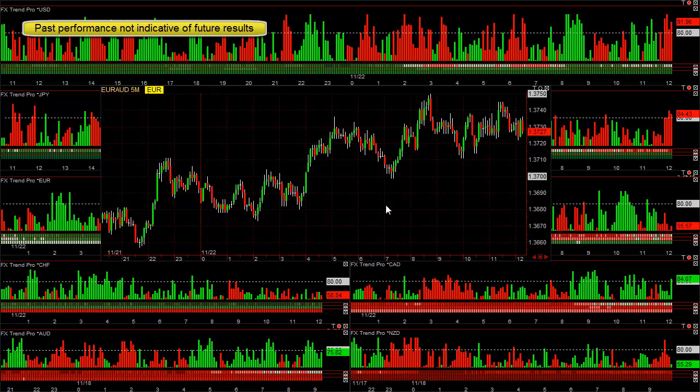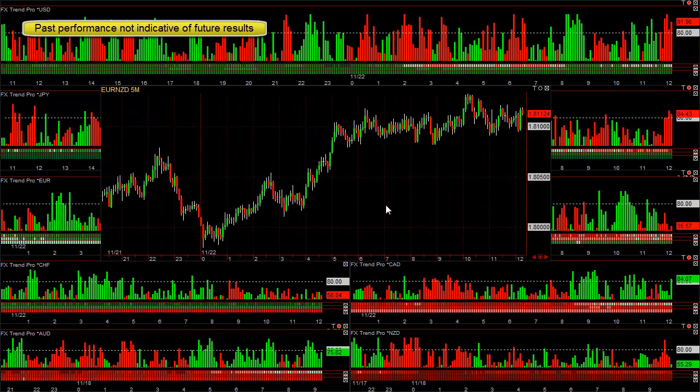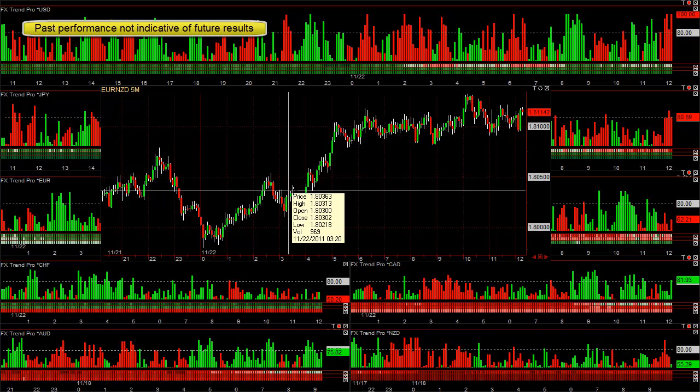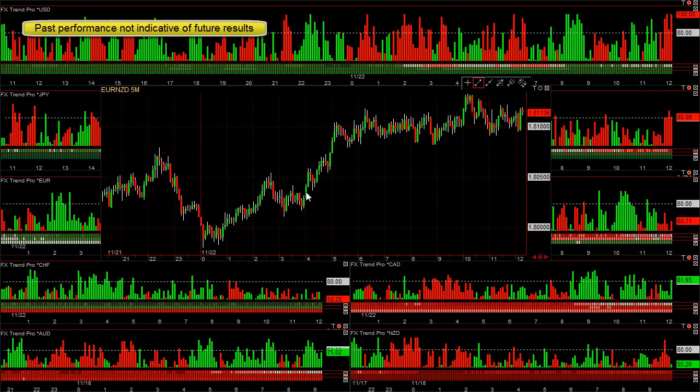Let's look at the Euro New Zealand. Also a very strong trend up, even more so than the Australian. And this one pulled back and kind of went sideways here. Usually you want to wait for a half hour pullback before it breaks out and you get in. And this just takes off.